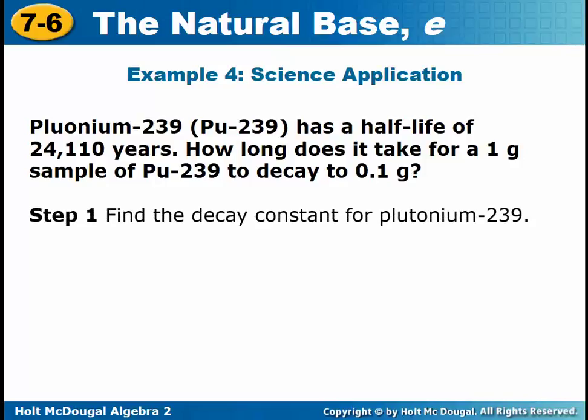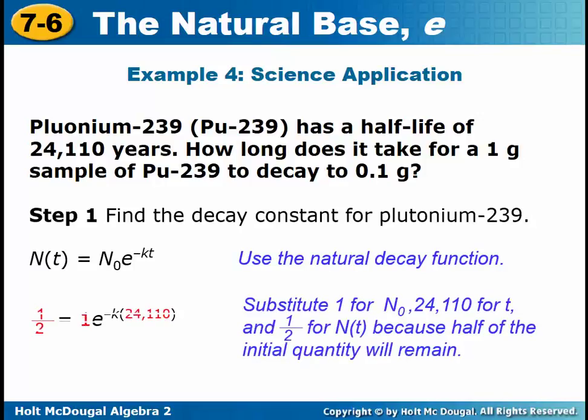So the first thing we have to find out is the decay constant, which you can do because if you know your original amount, let's just say it's 1, we know that this formula works if you put 1/2 over here. So we can put 1/2 here and 1 here. We don't know k, but we do know that 24,110 is the half-life, is the t that it would take for 1/2 to remain. So we need to solve this equation for k.